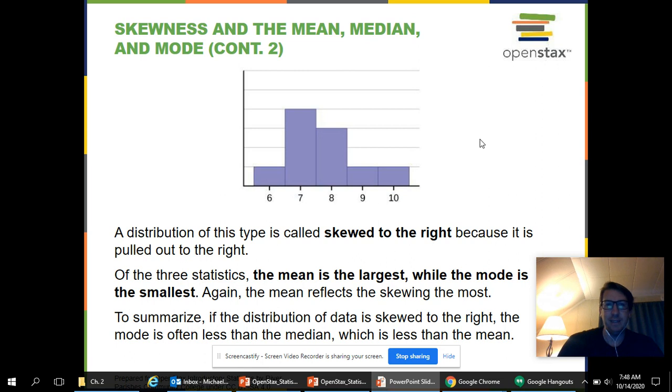And just the opposite is on the right. When we're skewed, this is called skewed to the right because there's extra data on the right. This is going to increase our average. So the average, the mean, will be the highest. The median would be somewhere in here. And then the mode would be the furthest to the left, the smallest, because that's the tallest column.